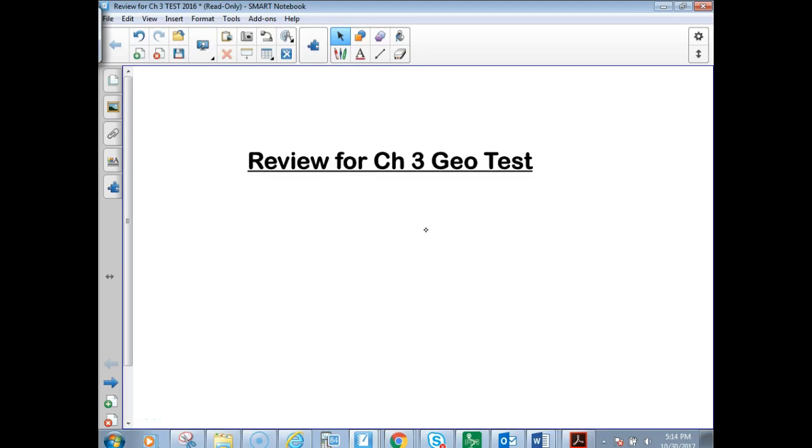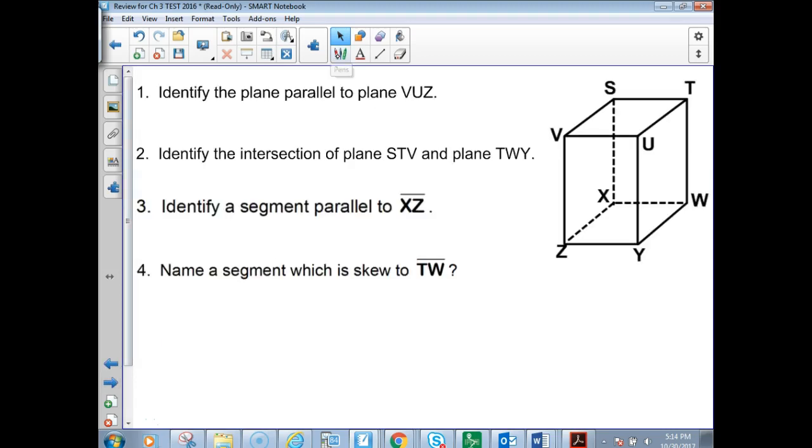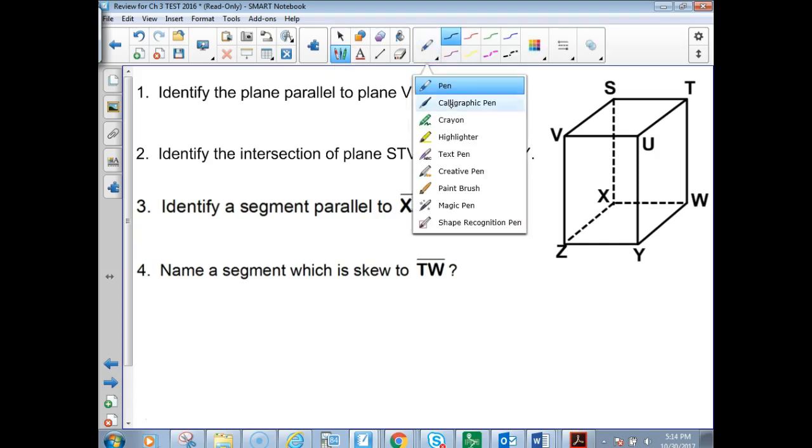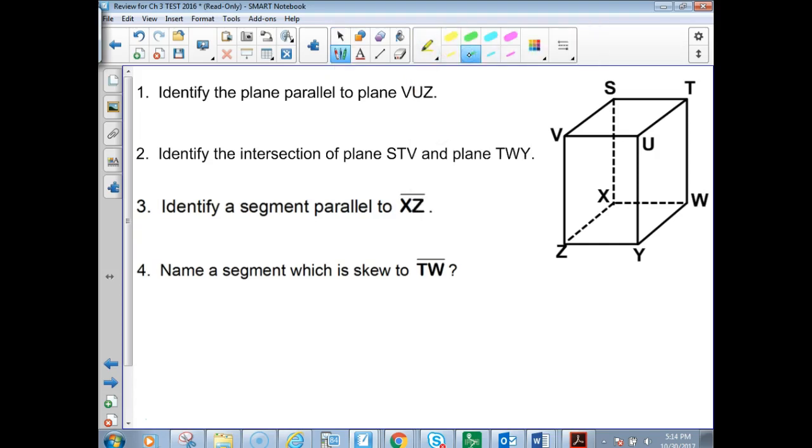This is the review for the Chapter 3 geometry test that is happening tomorrow. It says to identify the plane parallel to VUZ. We've been having a lot of difficulties with this concept. VUZ goes from point B through U and Z, and it includes Y as well in that plane. So I'm going to highlight the plane, if I can get my pen to work.